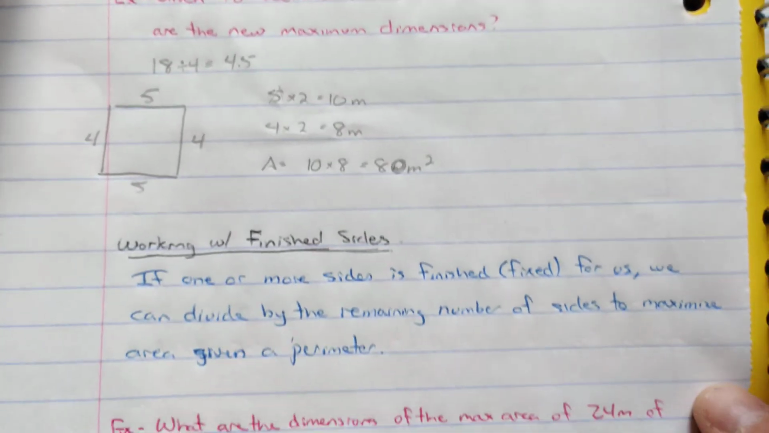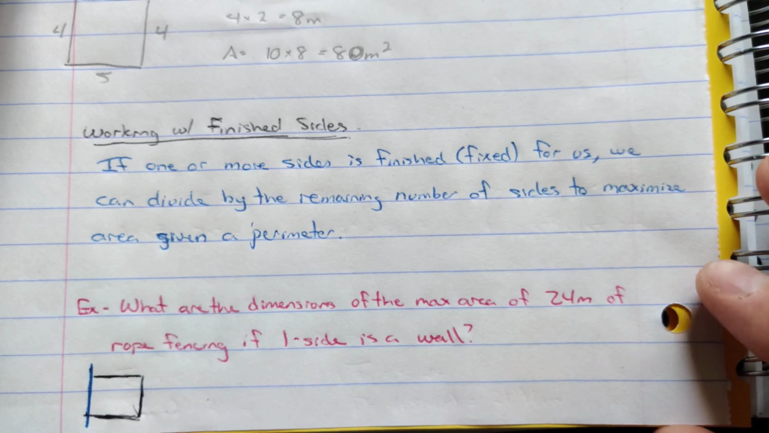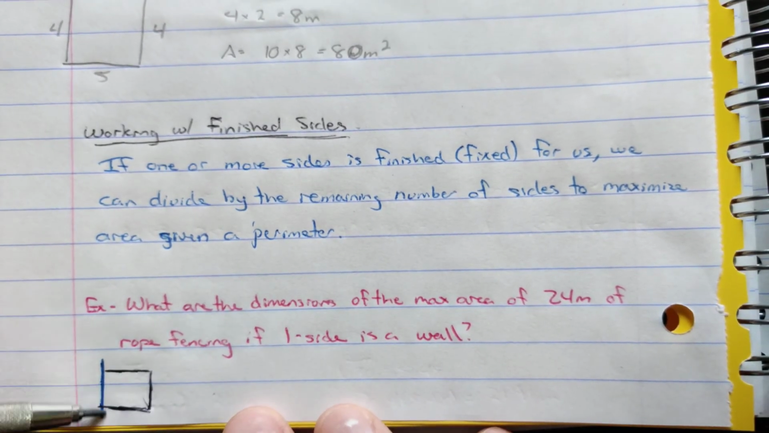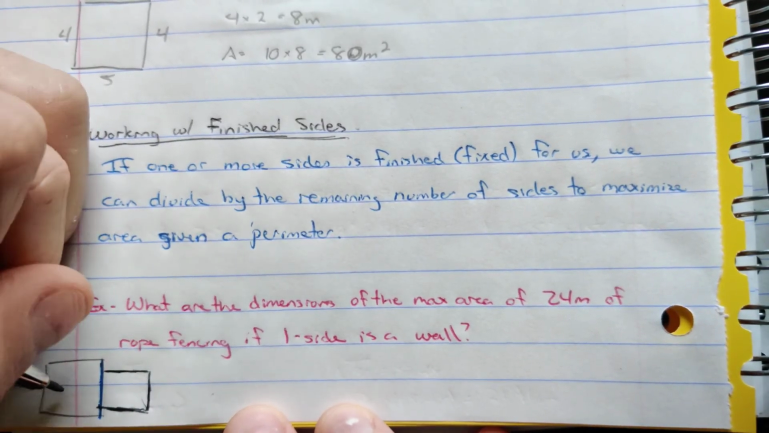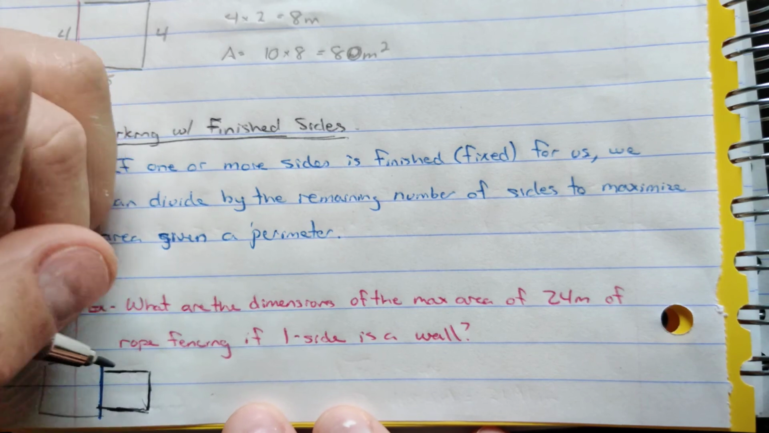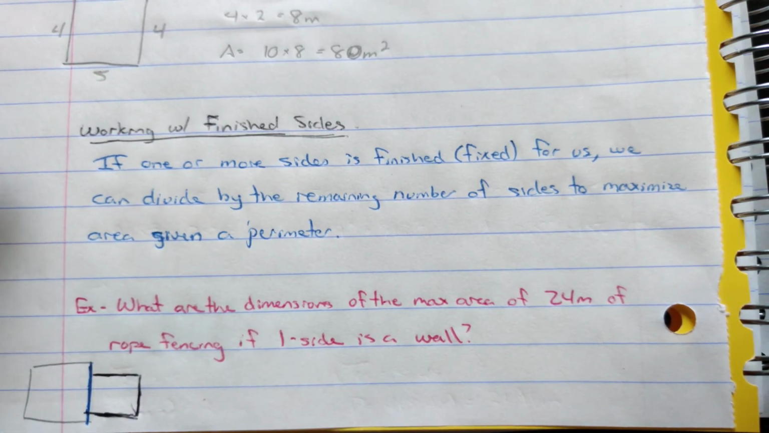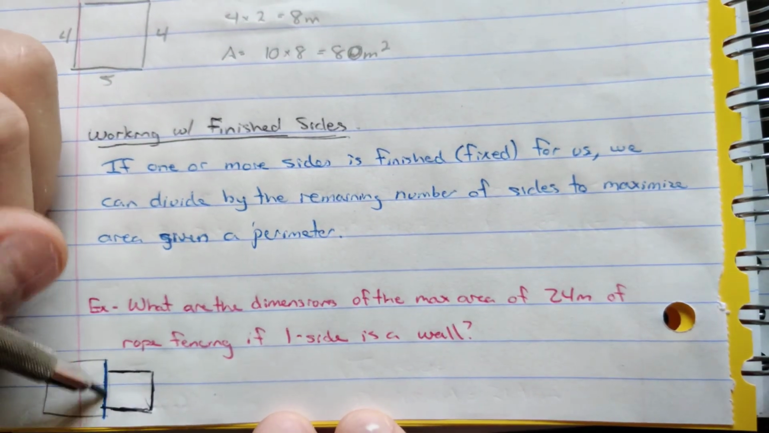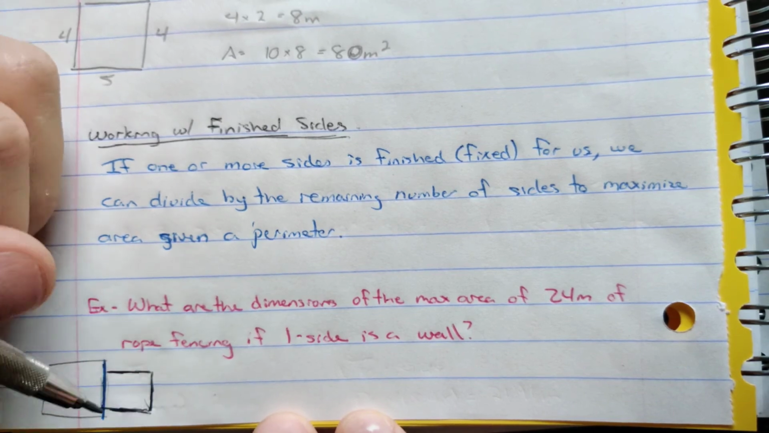All right, last bit. Sometimes we're working with an already finished side. Maybe we're going to build a fence off the wall. You're going to build a fence off the back wall of your house, so you'll have only 3 sides to fill. So here we're doing some rope fencing. So we got some rope. We're going to go around, and we're building it off a wall. Maybe there's a building over here, and they're just kind of roping off an area at the back. Or maybe this is a beach and they're roping off the area that you can swim in. So they don't need rope along the beach. They just need rope along the 3 sides in the water.